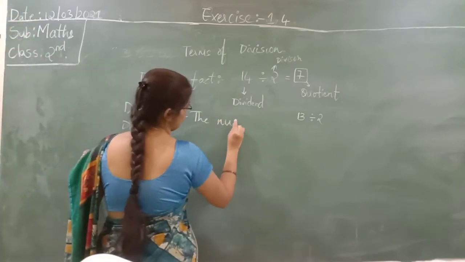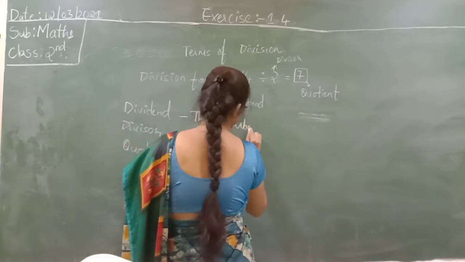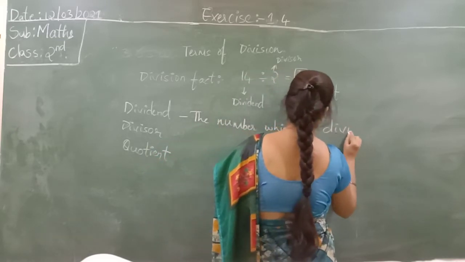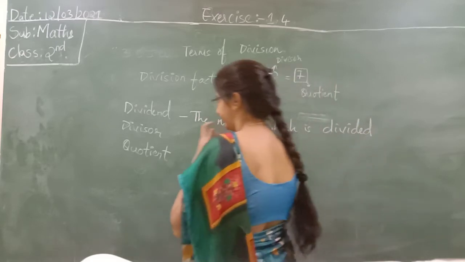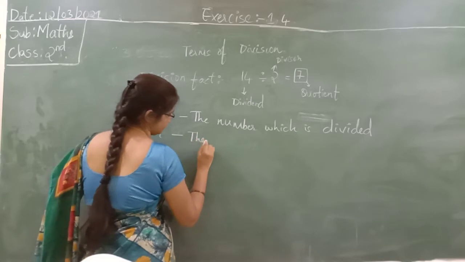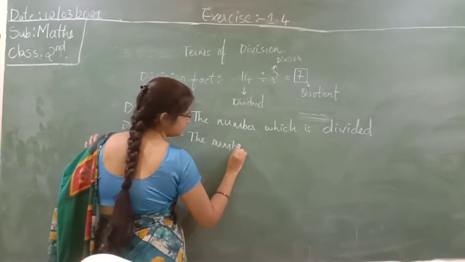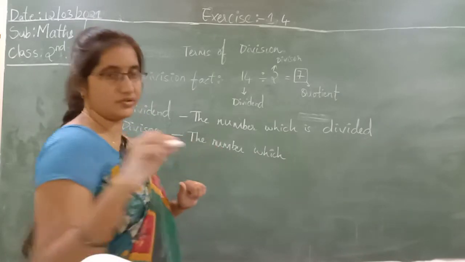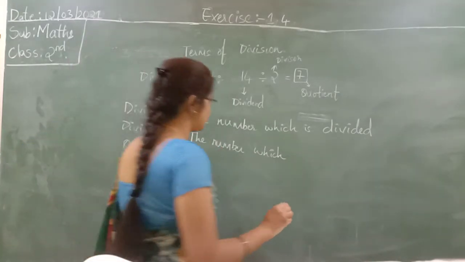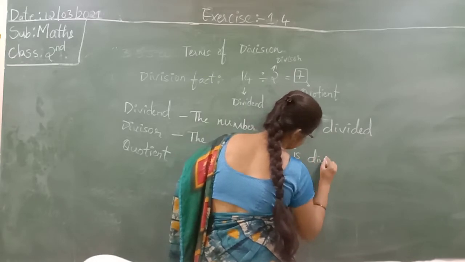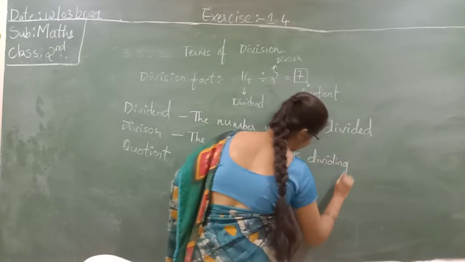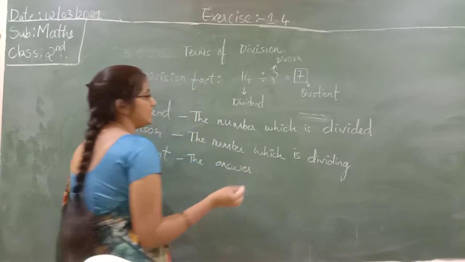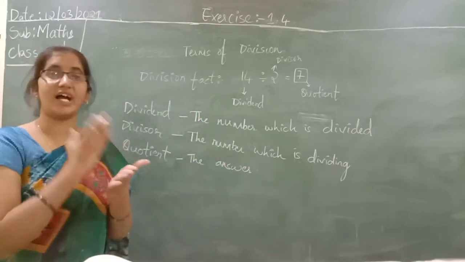The number which is divided, the number which is dividing, the answer. Always remember these terms. Dividend is a number which is divided.